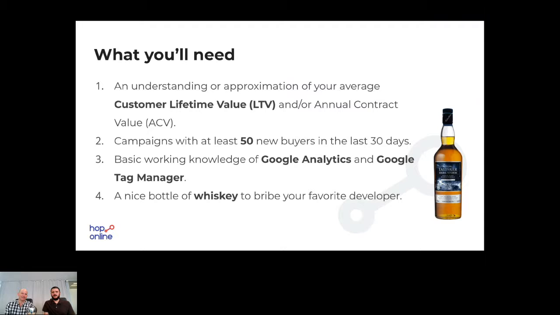Second is campaigns that have at least 50 new buyers or 50 new customers acquired within a 30-day period. This is important because there is a minimum threshold of data that's required for these algorithms to work and to do their thing properly. And third, a basic working knowledge of Google Analytics and Google Tag Manager, because you will be working, or a colleague may be working, to set this up in Google Analytics and in Google Tag Manager. And fourth, this is optional but recommended, is a nice bottle of whiskey to bribe your favorite back-end developer, because the back-end developer here is a really critical player in all of this.